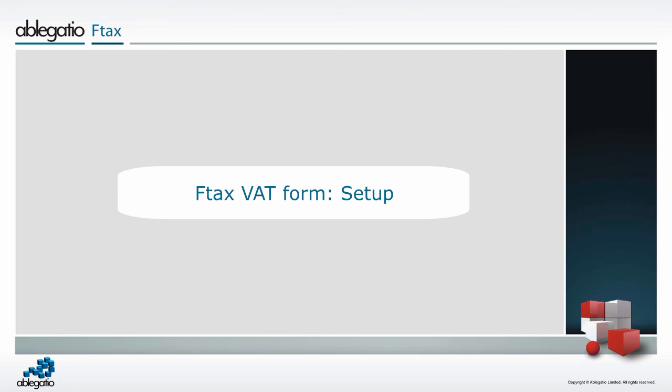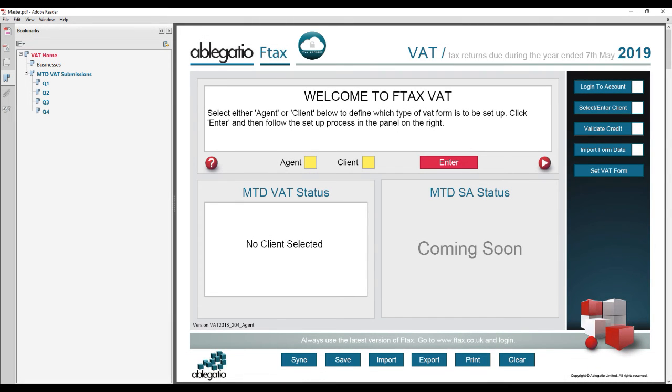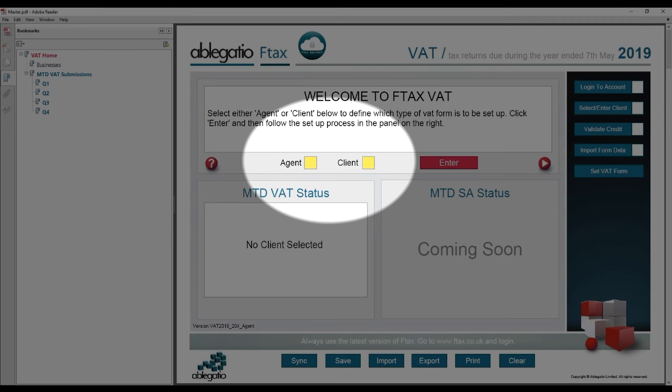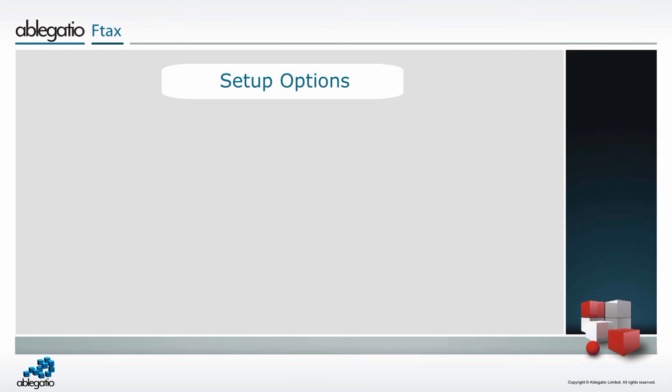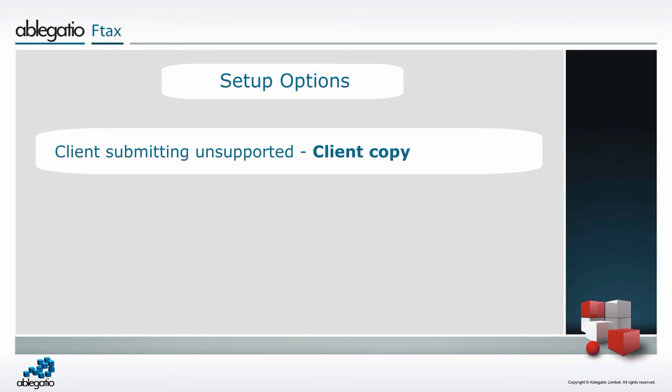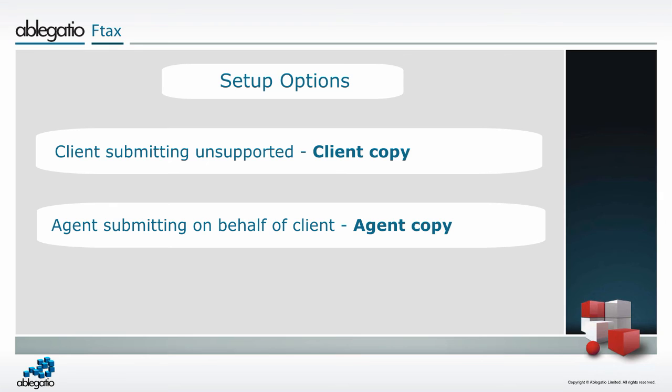The FTAX VAT PDF form must be set up before use. The form enables you to set up both an agent copy and a client copy. If your client intends to submit their VAT report themselves, then you only need to set up the client copy. If you intend to prepare and submit the VAT return on behalf of your client, then you only need to set up the agent copy.